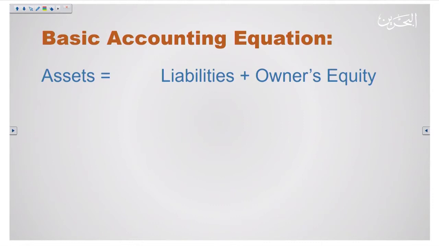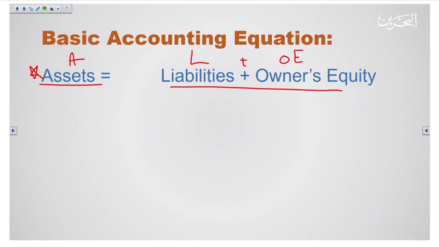First, if you remember, we have talked about the basic accounting equation. We said it is assets equal liability plus owner's equity. We said this formula should be balanced, which means this side should be equal to this side. And this is the whole idea of the balance sheet. We want to make sure that the balance sheet is balanced by applying this formula.